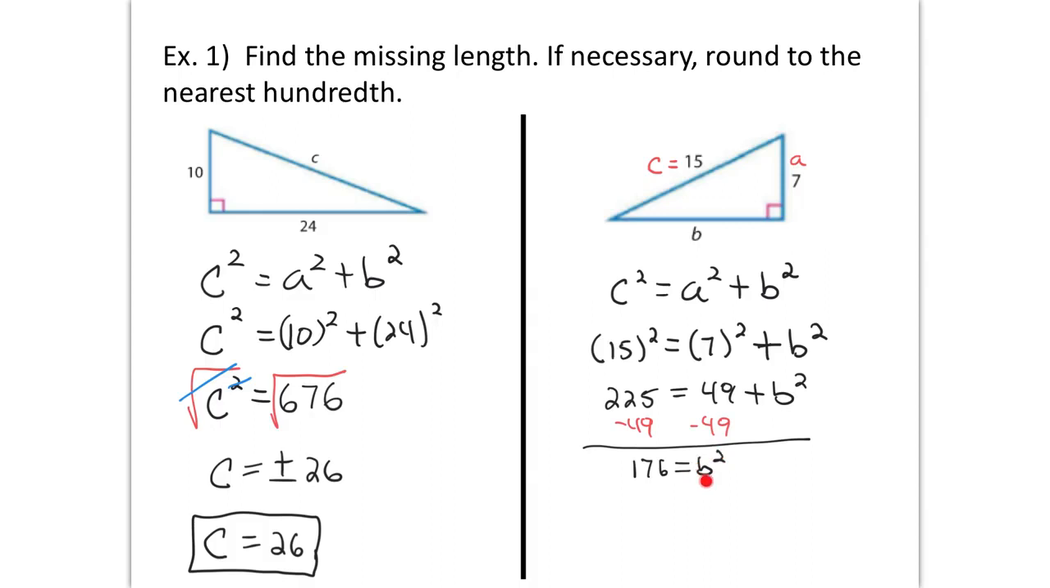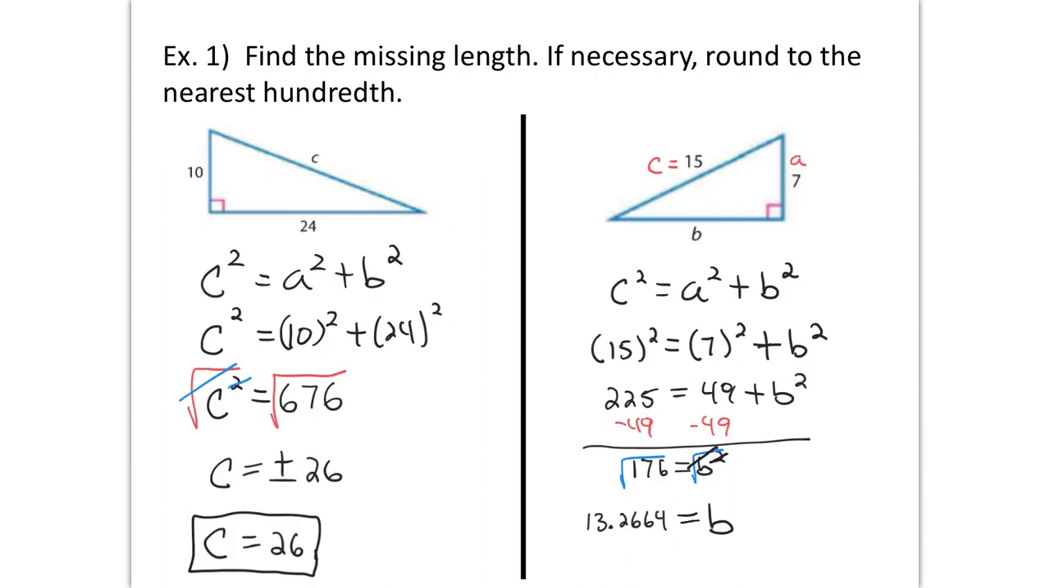The next step is to get B by itself, so we need to cancel the square. I'm going to take the square root of both sides. Now remember, since we are using length measurements here, we're not going to use the negative measurement. We're just going to keep the positive. Using your calculator, you find the square root of 176. The other side, we already know we're going to get B by itself, because the squared and the square root will cancel.